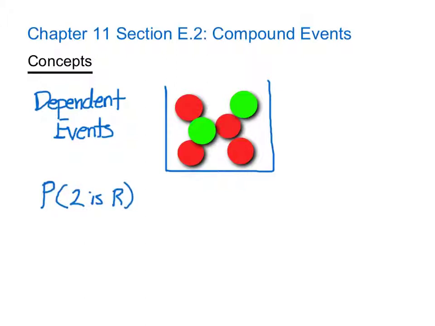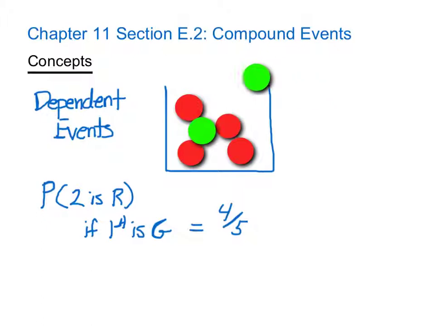Now there are 2 scenarios we consider. The first marble that we remove could be green, and that will affect the probability of the second marble. So if the first marble is green, then the probability of drawing a red second marble becomes 4 out of 5.